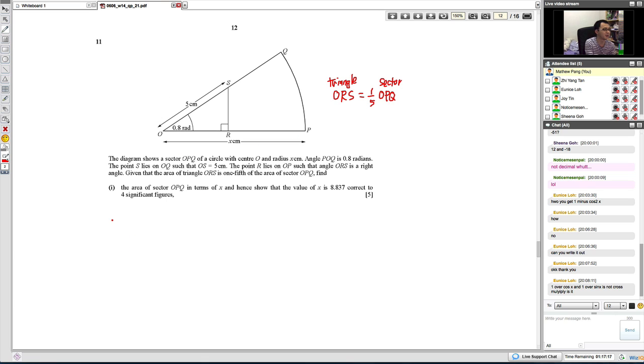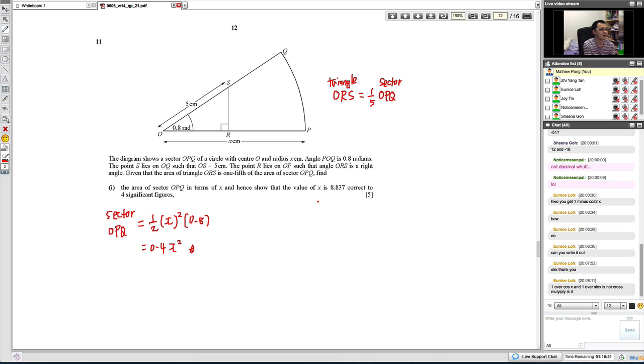So we know the sector OPQ equals half r squared theta. My r is actually x squared, theta is 0.8. Okay, 0.8 divided by 2 is 0.4 x squared, just like this. Alright, and hence show that the value of x is 8.837.